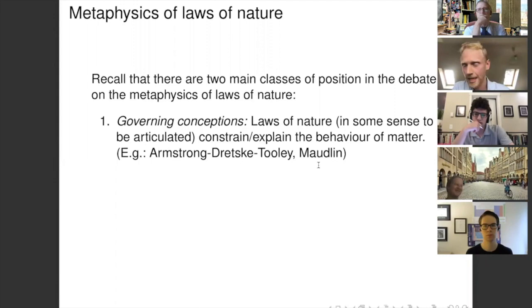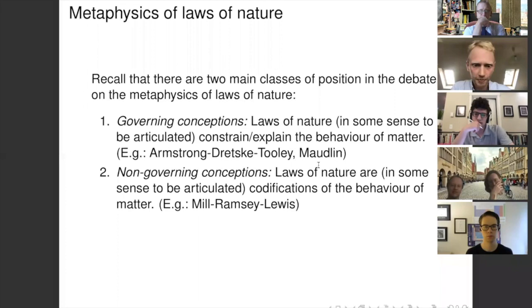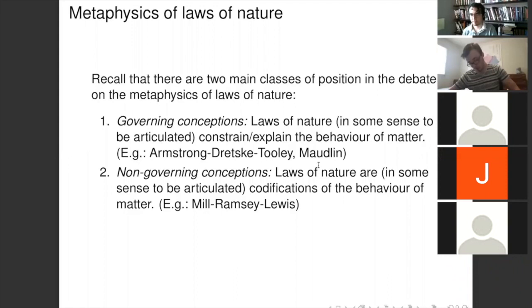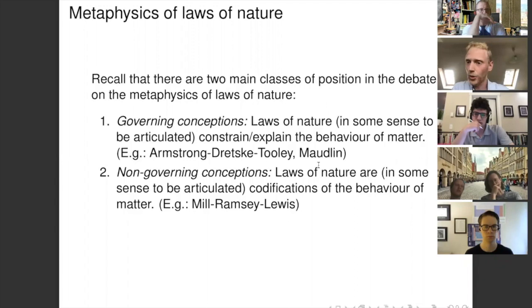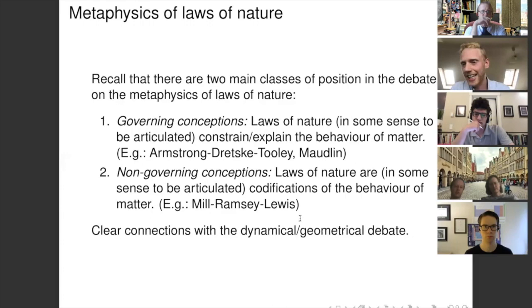We also have a different camp though, a non-governing conception of laws of nature, according to which laws of nature are, again, in some sense to be articulated, codifications now of the behavior of matter. So it's more that the matter explains what the laws of nature are rather than the other way around. And the most famous example of this is the Mill-Ramsey-Lewis best systems account of laws, according to which laws of nature are the simplest and strongest codifications of the Humean mosaic, some physical goings on. So there's clear connections with the dynamical geometrical debate here.